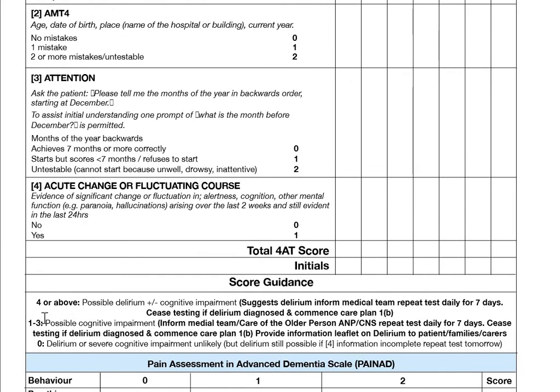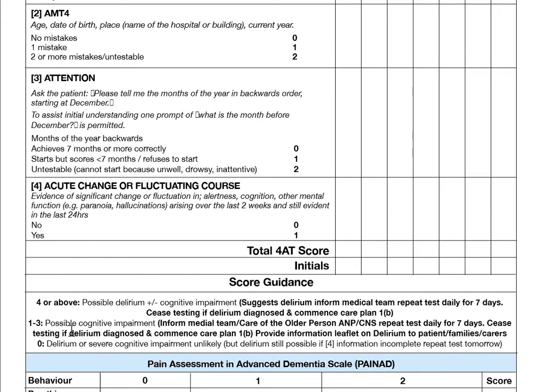So if the patient scores 4 or above, that indicates that the patient has possible delirium plus or minus cognitive impairment. So suggest delirium, inform medical team, repeat tests daily for 7 days. Cease testing if delirium is diagnosed and commence care plan 1B. Okay, and we'll go back to 1B in a minute.